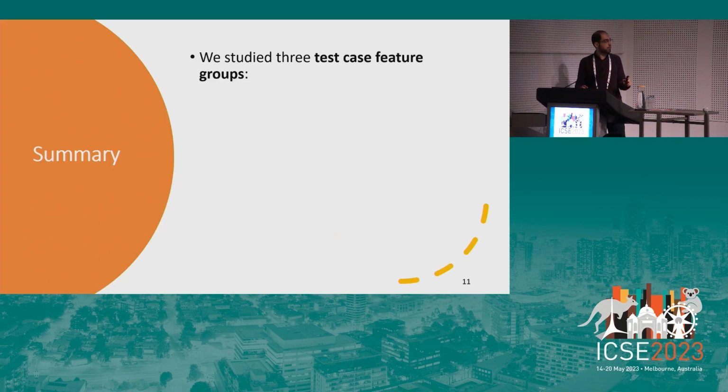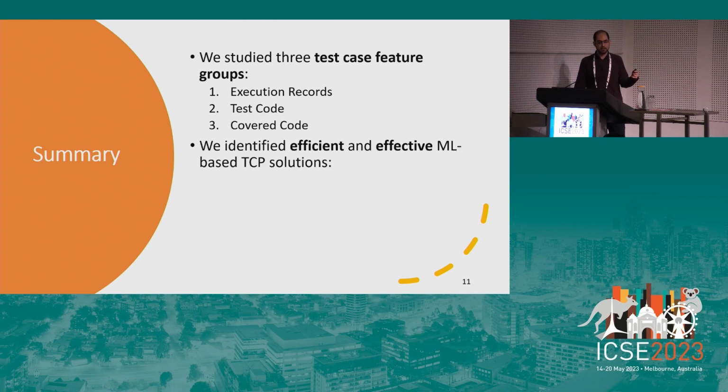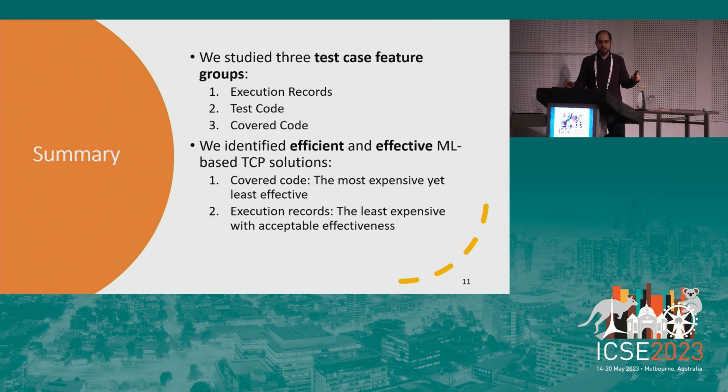To summarize the work, we studied 3 feature groups in TCP. One is the execution record features, second is the test code features, and third is the covered code. And we identified effective and efficient TCP solutions. Our key findings were that covered code are the most expensive to collect, yet the least effective. The execution record features are the least expensive, and they have acceptable TCP size results and effectiveness.